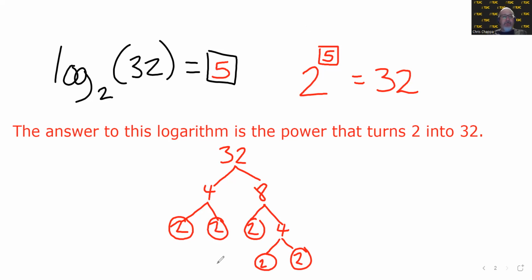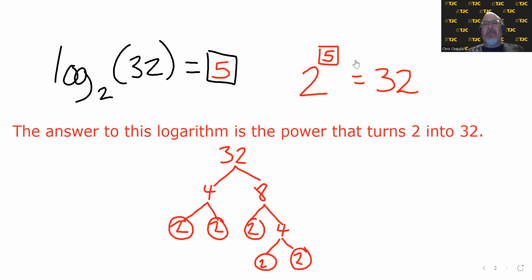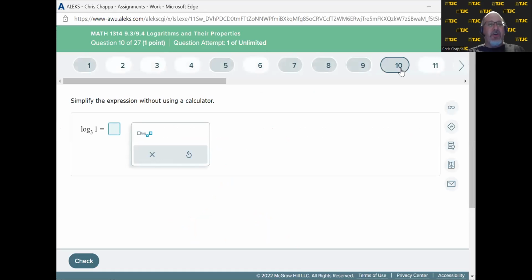Let's take a look at another one. Go back to the homework. I don't know how many of these I'm going to do until I feel like I've discussed it enough. How about this one, log base 3 of 1?